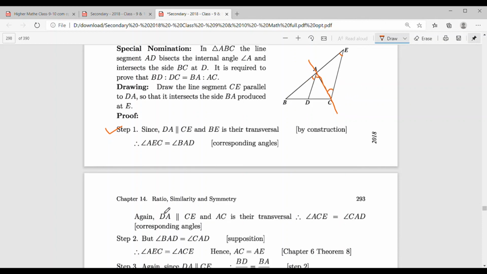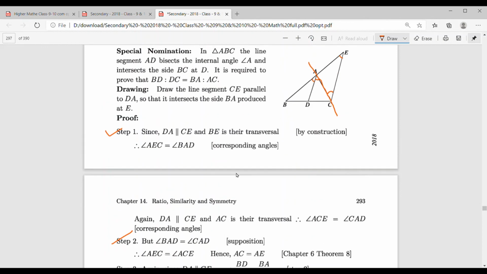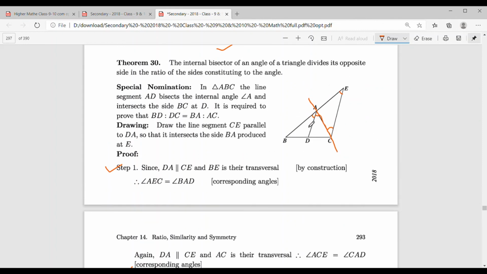But these two angles BAD and DAC are equal because AD is the bisector of angle BAC. So this angle is equal to this angle, and this angle is equal to this angle, and these two angles are equal. So therefore these two angles are also equal. Therefore triangle ACE is an isosceles triangle. Therefore AC is equal to AE.